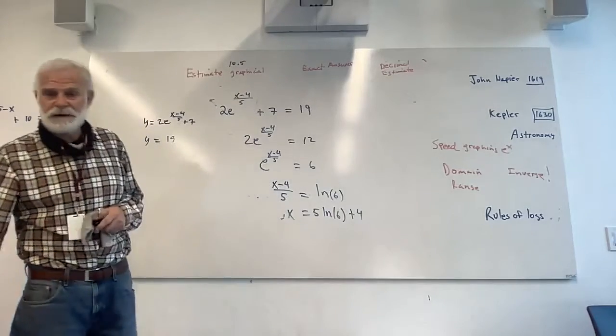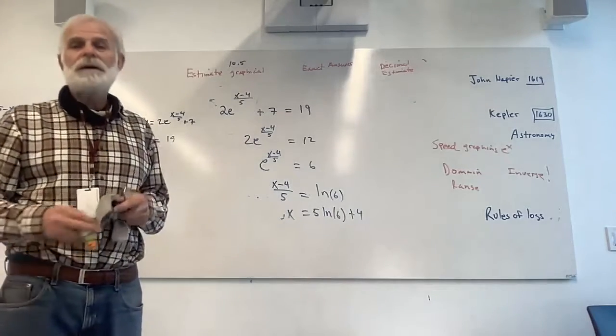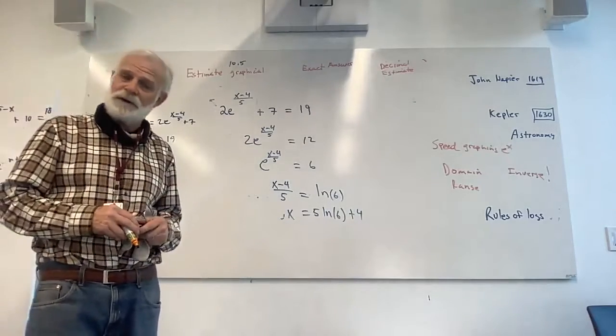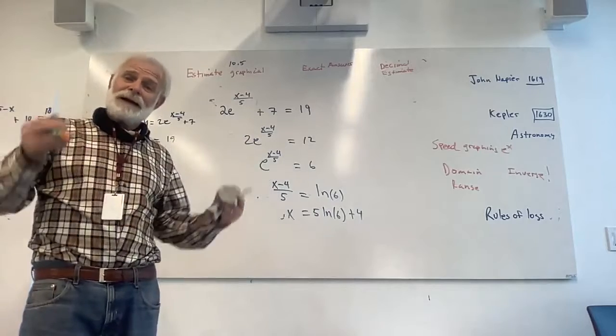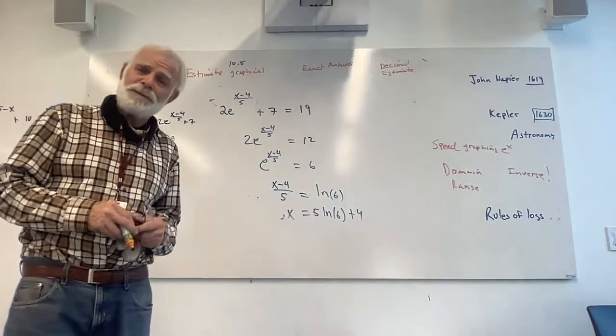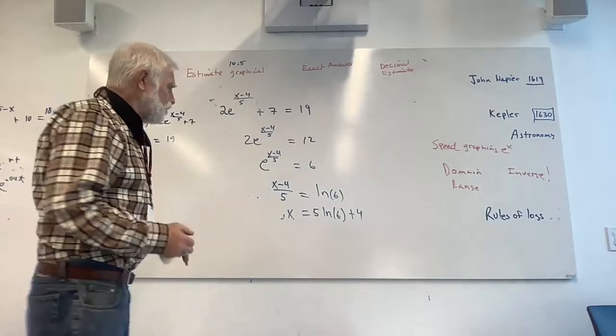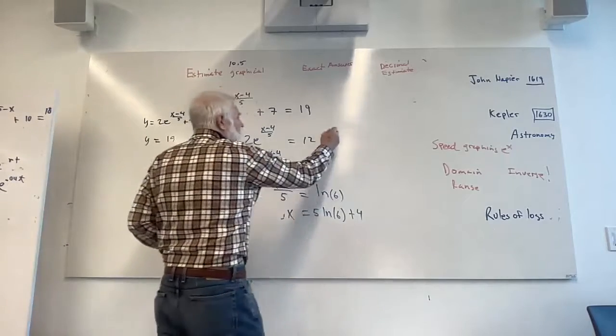That's what I would take on a test. I'll also take an approximated answer, because if you give me a good approximated answer, I'm going to give you credit for knowing something that most people don't know. So our issue here is, what is the ln of 6?